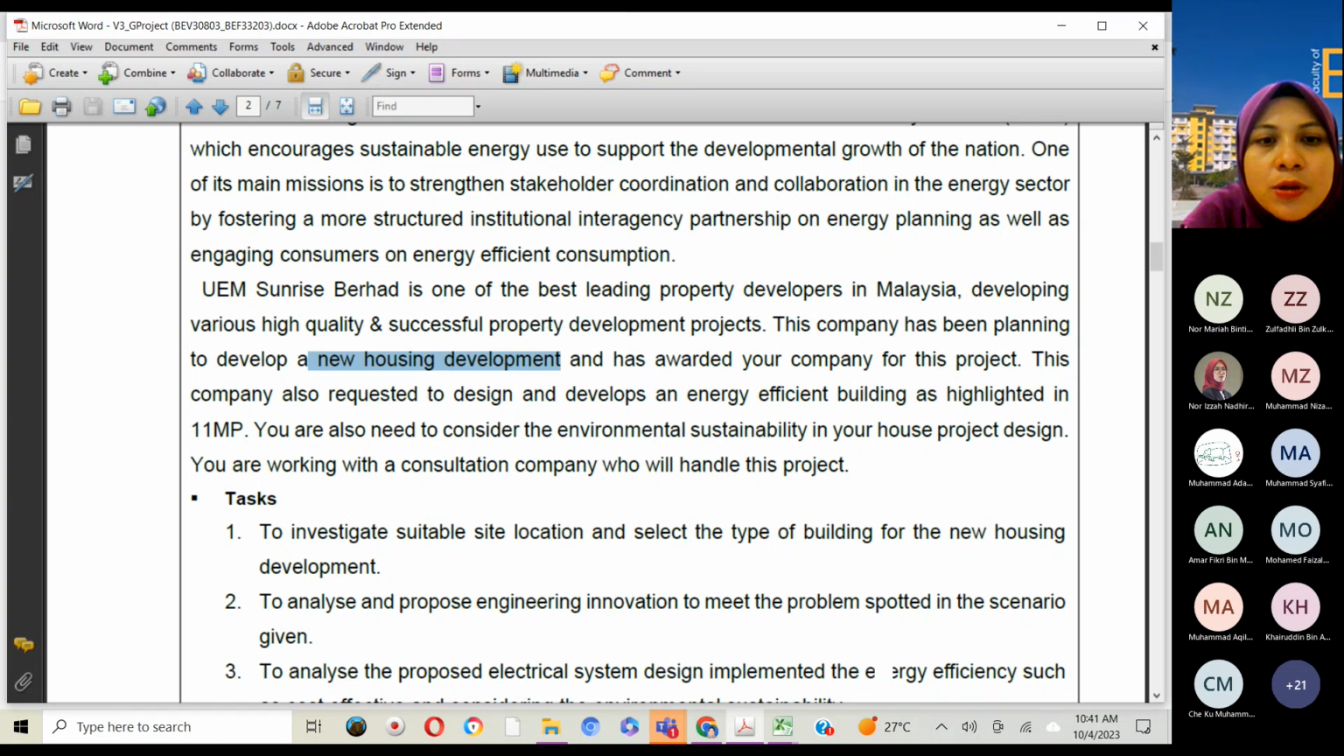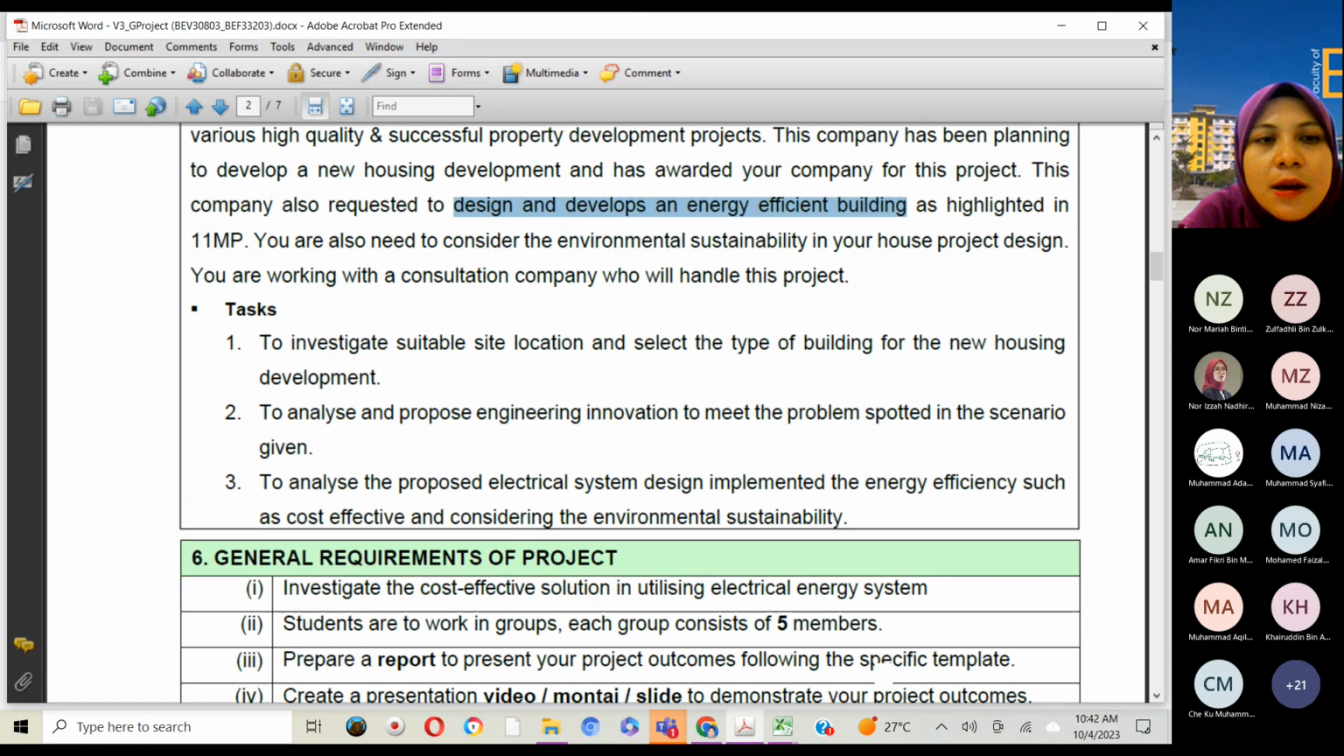So the new housing development has been awarded to your company for this project. This company also requested to design and develop an energy efficient building as highlighted in the 11 Malaysia Plan. You also need to consider environmental sustainability in your house project design. You are working with a consultation company who will handle this project.